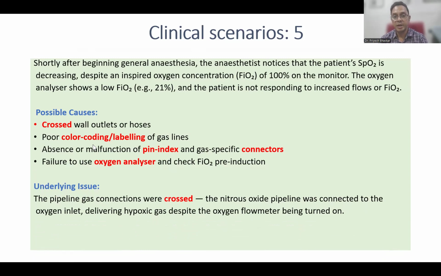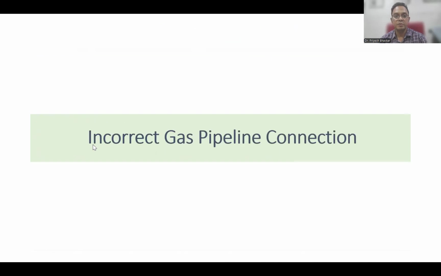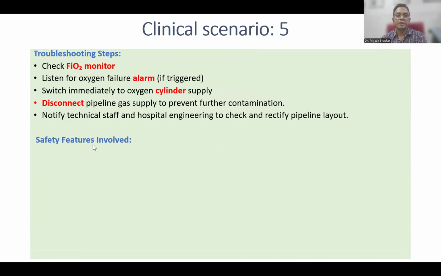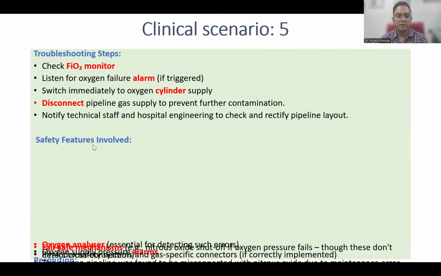The nitrous oxide pipeline was connected to the oxygen inlet and delivering the hypoxic gas despite the oxygen flow meter being turned on. So it was a case of incorrect gas pipeline connection. What were the troubleshooting steps? You check the FiO2 monitor, you listen to the oxygen failure alarm, then switch immediately to the oxygen cylinder supply, you disconnect the pipeline gas supply to prevent further contamination, and you notify the technical staff to rectify it, right?